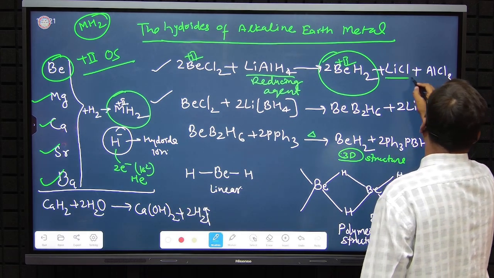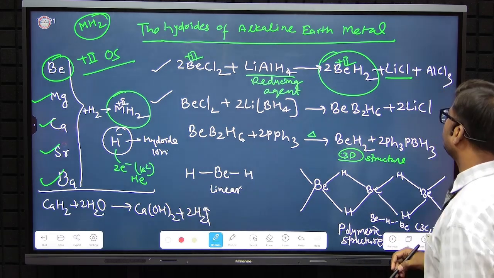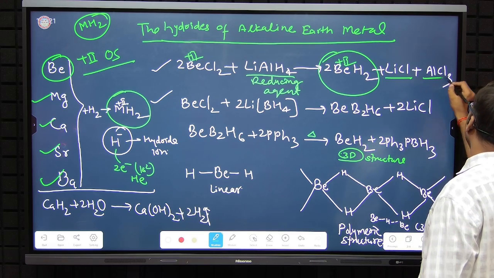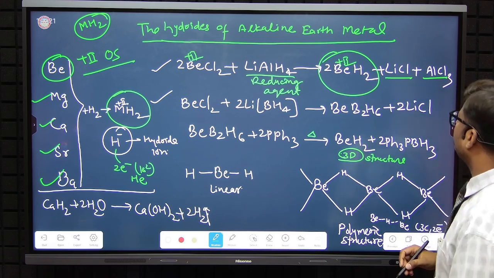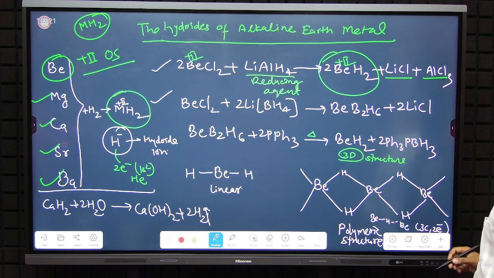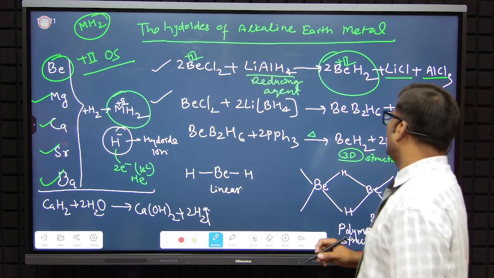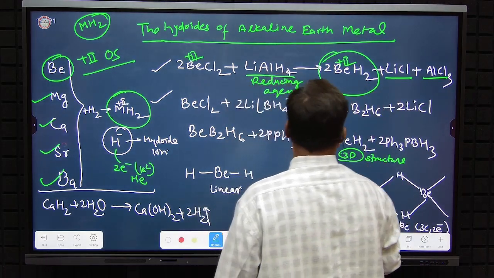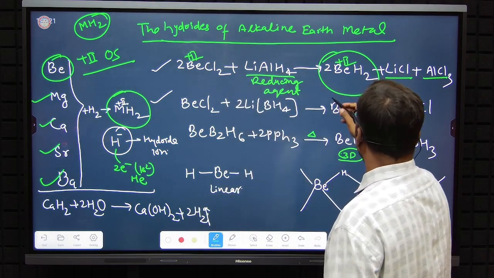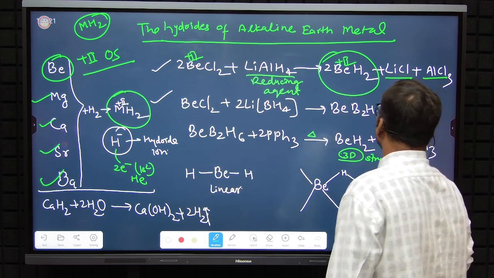So, this is the product, AlCl3. And this is reduced in this reaction.